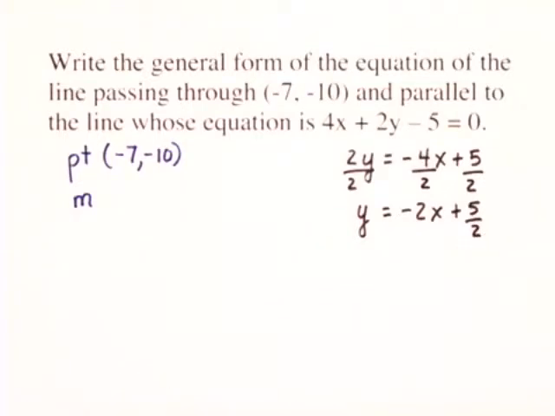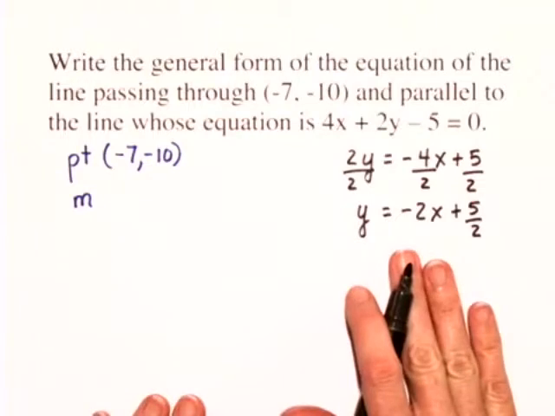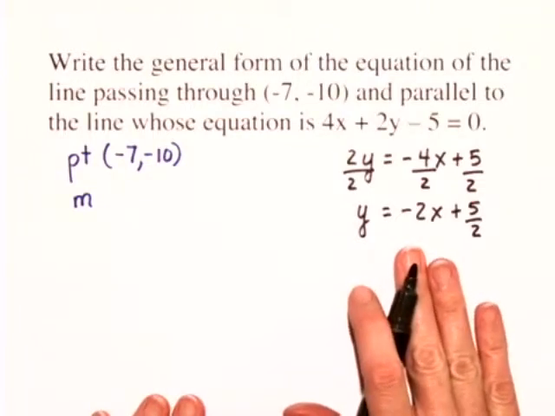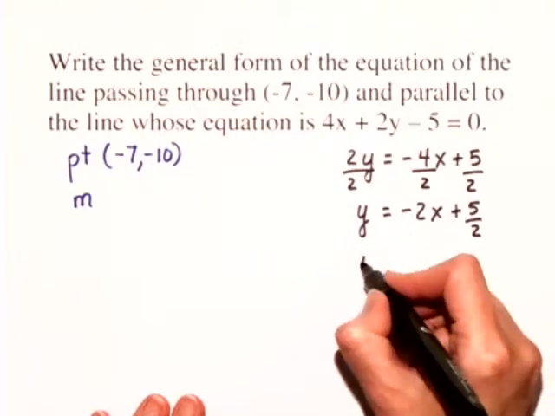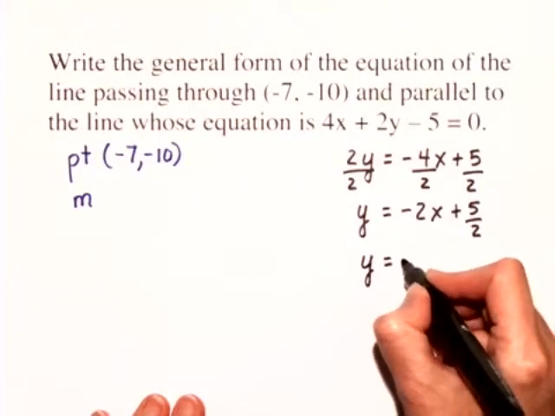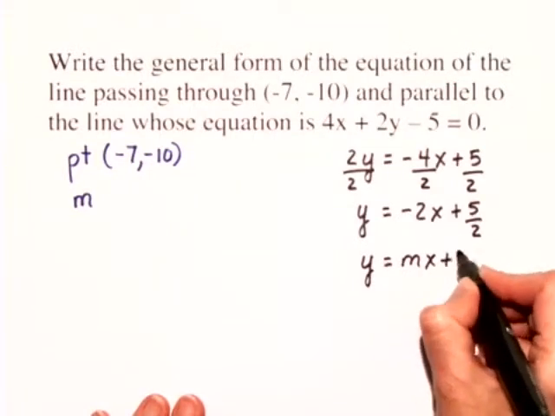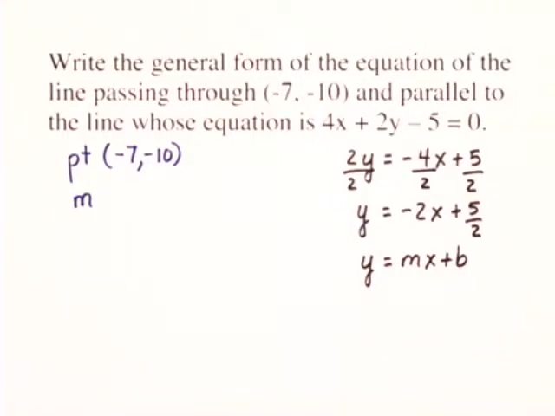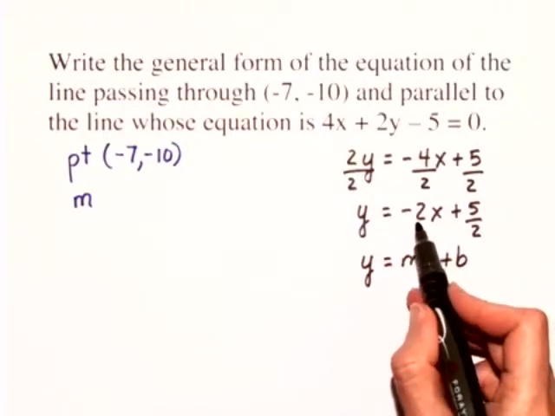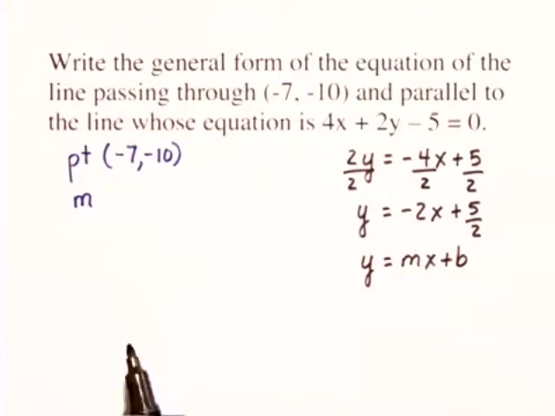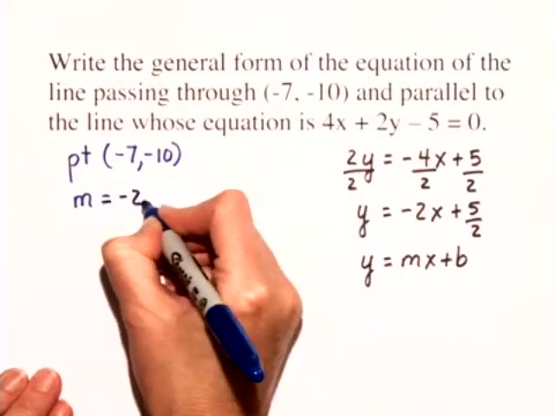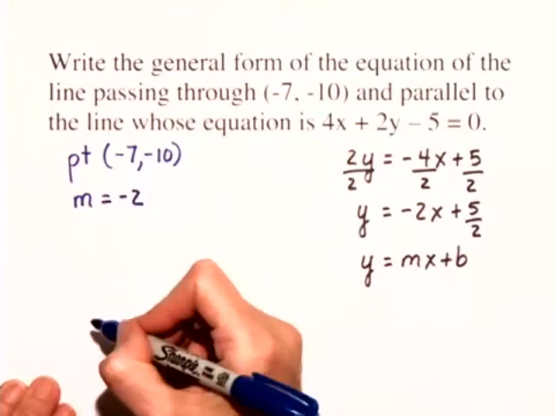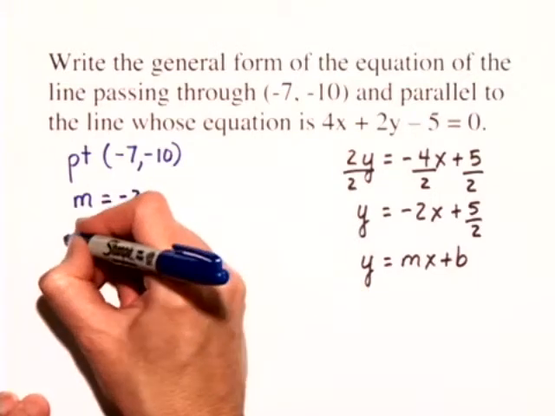So, since we want our line to be parallel to this other line, we'll simply use the slope of this other line. Since this other line is in this form, y = mx + b, then we can just see that the slope of this other line is -2, and we'll use that same slope. And now we'll use the point-slope form to come up with the equation of our line.